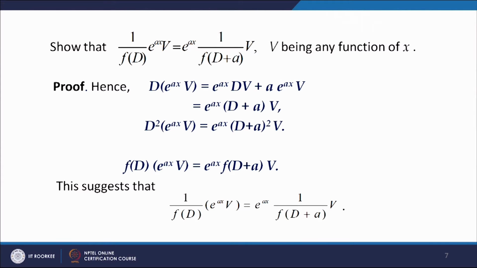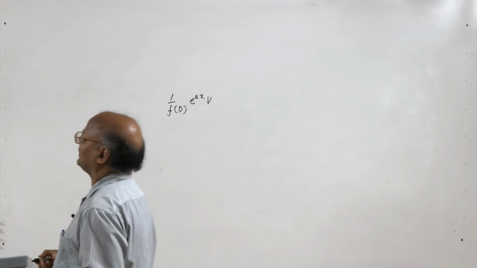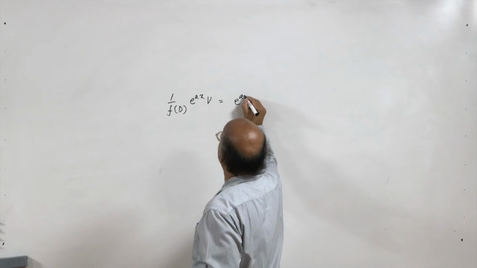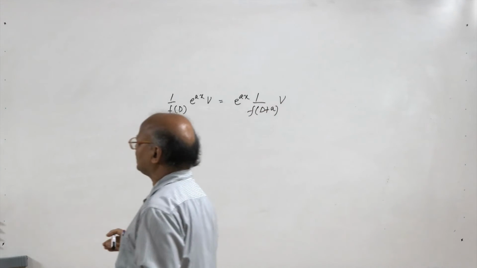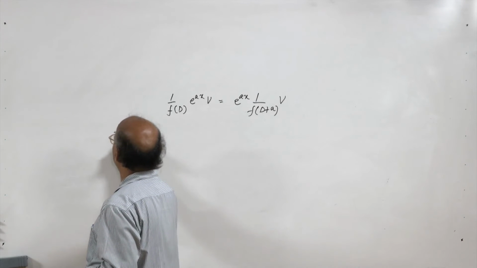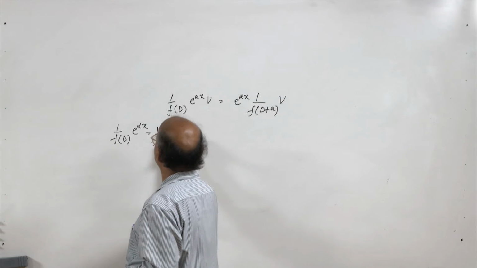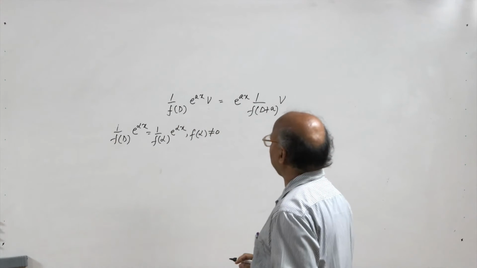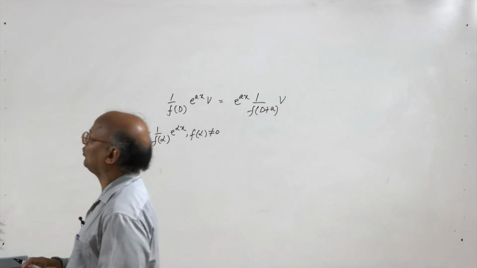Now let us look at another formula, which is given by 1 over f(D) operating on e to the power ax into v, where v is any function of x and a is some constant. When 1 over f(D) operates on e to the power ax into v, what we get is e to the power ax into 1 over f(D plus a) operating on v. So this formula is very useful. Earlier we considered 1 over f(D) operating on e to the power alpha x. That formula gives us 1 over f(alpha) e to the power alpha x provided f(alpha) is non-zero. But if f(alpha) becomes 0, then we cannot apply this formula. So the case where f(alpha) becomes 0 can be handled by the formula which we are now going to prove.